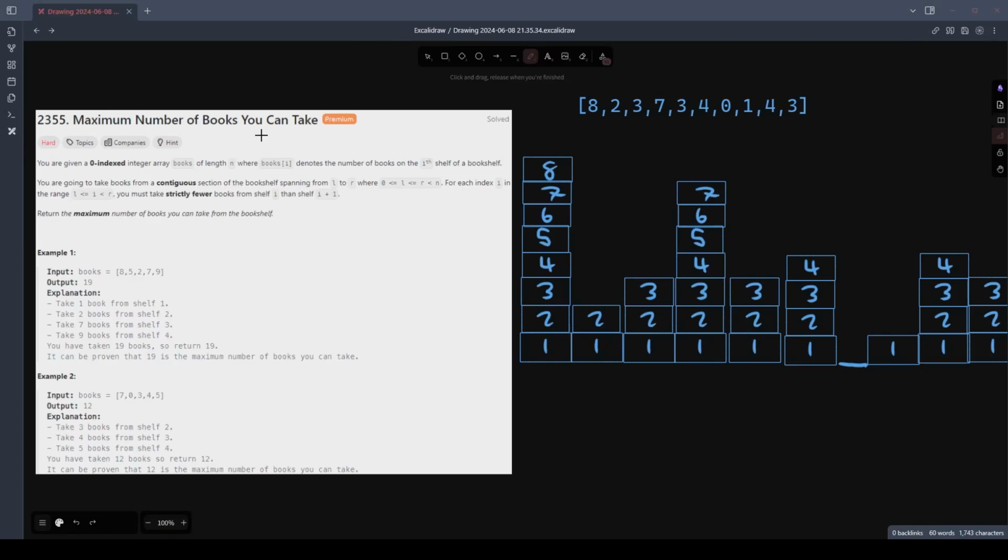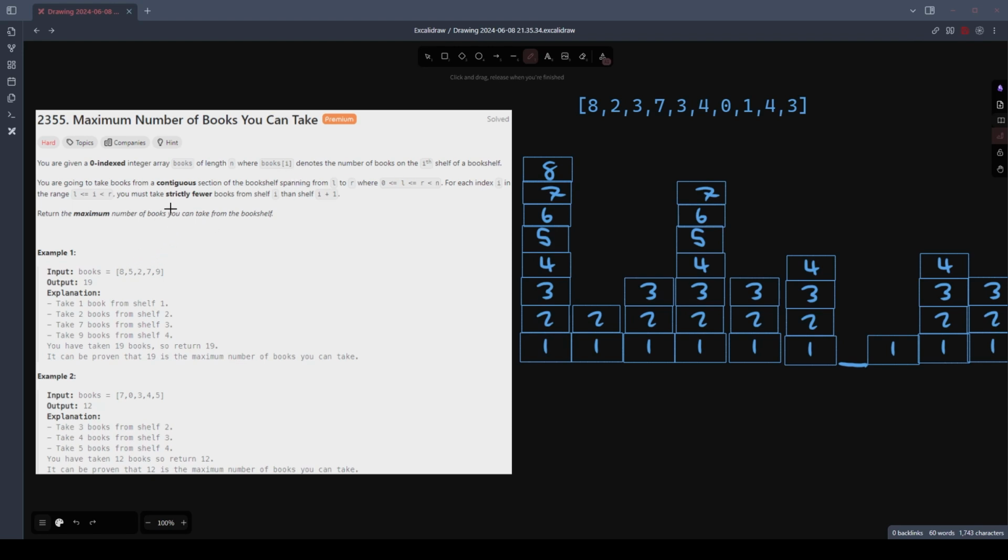Hello, we're going to be taking a look at this problem, maximum number of books you can take. So we're given a zero-indexed array of books where the ith book denotes the number of books on the shelf. And we want to take a contiguous section of the bookshelf. And for this contiguous section, we want to take strictly fewer books from i to i plus 1.